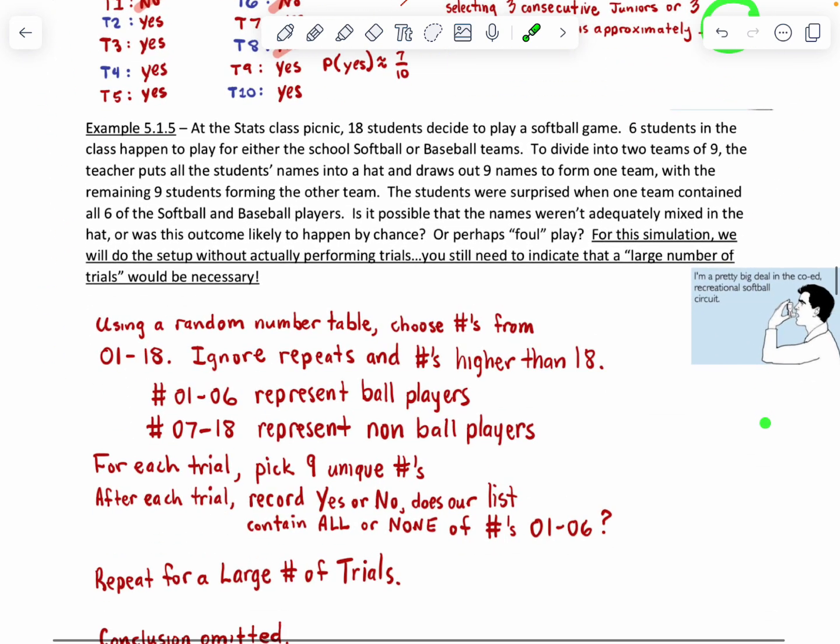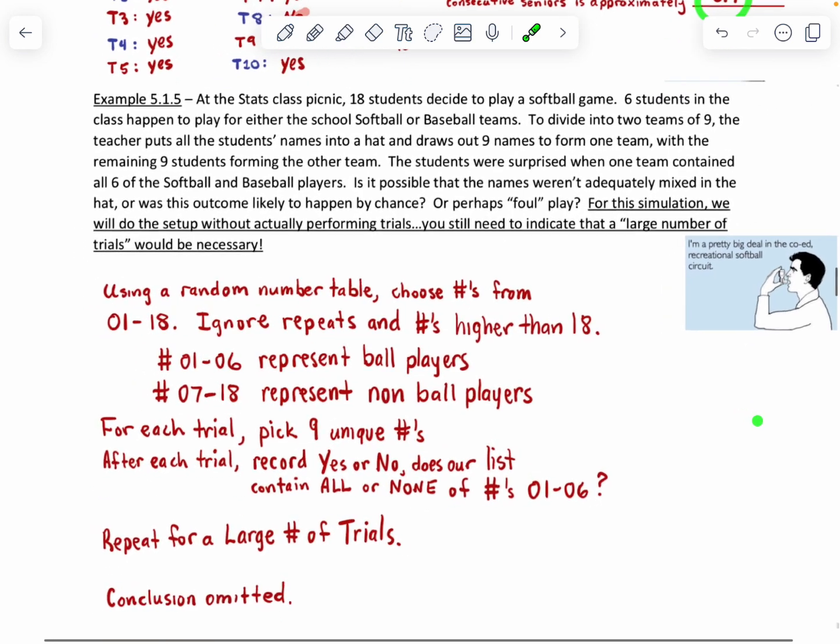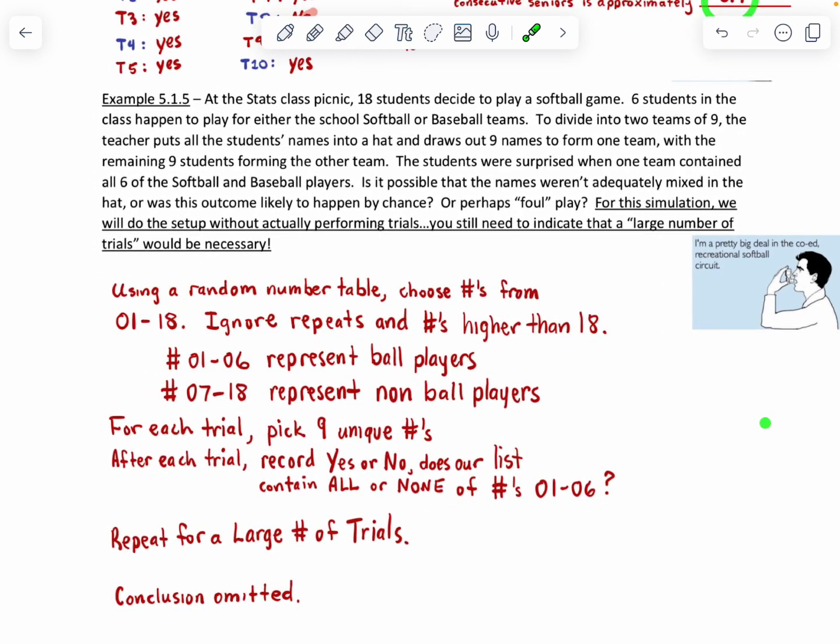Now let's look at the second example. This one I'm not actually going to draw out the numbers, but we're going to set it up. Stats class picnic. We have 18 students. They want to play baseball or softball. It just so happens that 6 of those peeps actually play baseball and softball. What are the chances that they all end up on the same team? Did the teacher stack the deck? Did she rig the team so that all 6 players were on the same team?